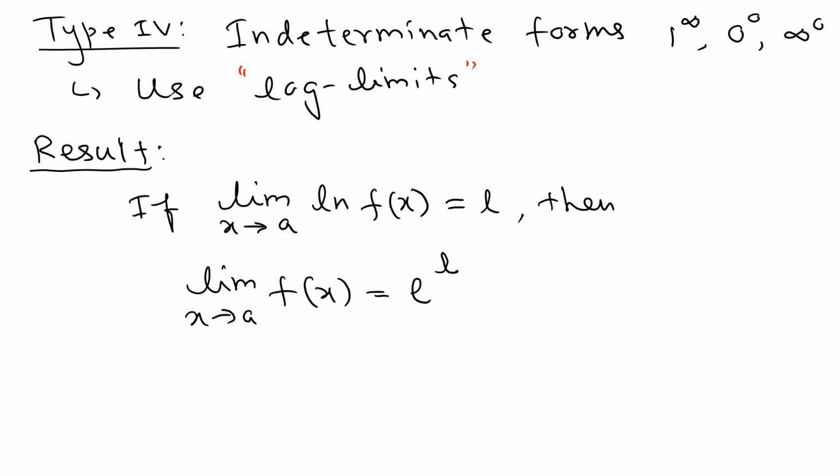The reason is we know this result: when you write ln a equals b, this is if and only if a is e to the b. Here you can see the base is e, and b is the power. So when you have ln a equals b, that means a equals e to the b. We use that same result. So if the limit of ln f(x) is L, then the limit of f(x) becomes e to the L. That's the main result we use.